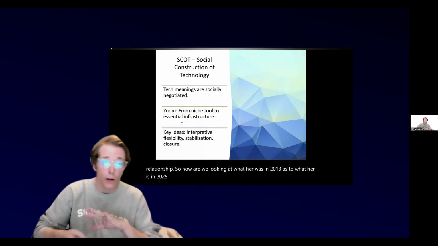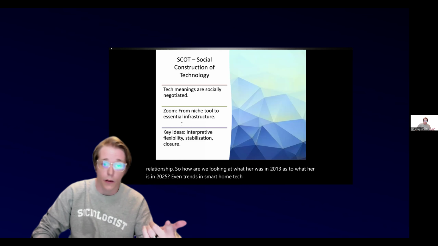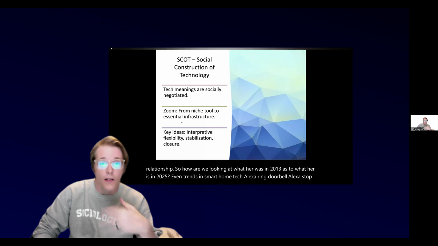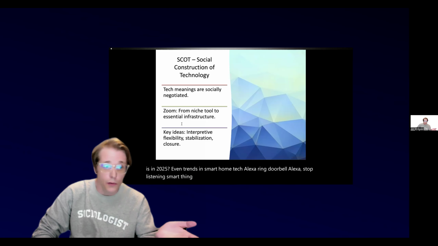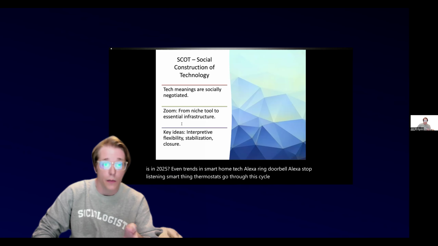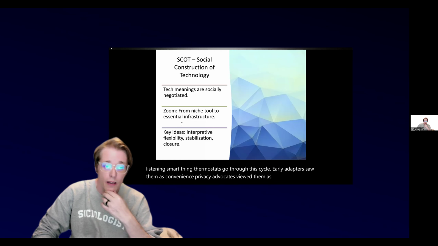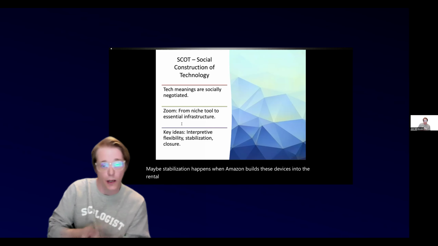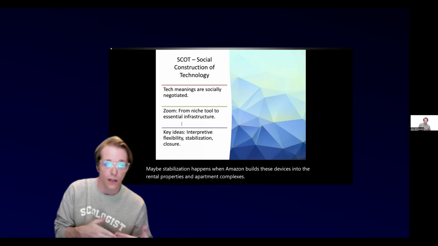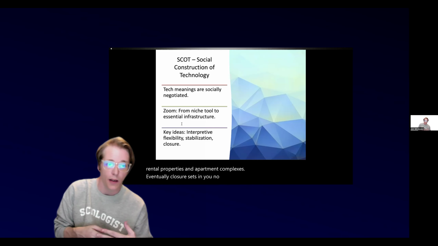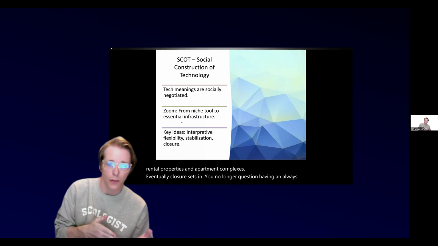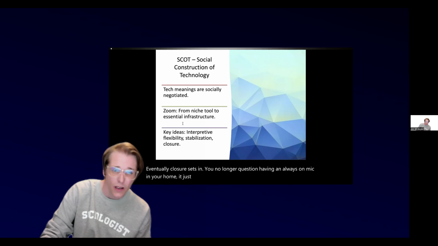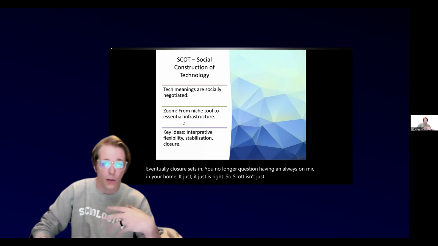Even trends in smart home tech, Alexa, Ring doorbell, Alexa, stop listening. Smart thermostats go through this cycle. Early adopters saw them as convenience. Privacy advocates viewed them as surveillance. Over time, norms shift. Maybe stabilization happens when Amazon builds these devices into the rental properties and apartment complexes. Eventually, closure sets in. You no longer question having an always-on mic in your home. It just is, right?